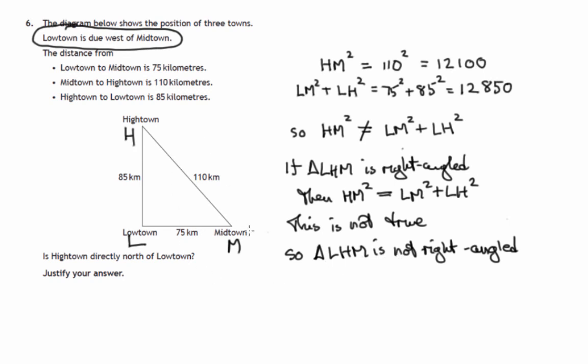So if this is not right angled, then High Town is not directly north of Low Town.